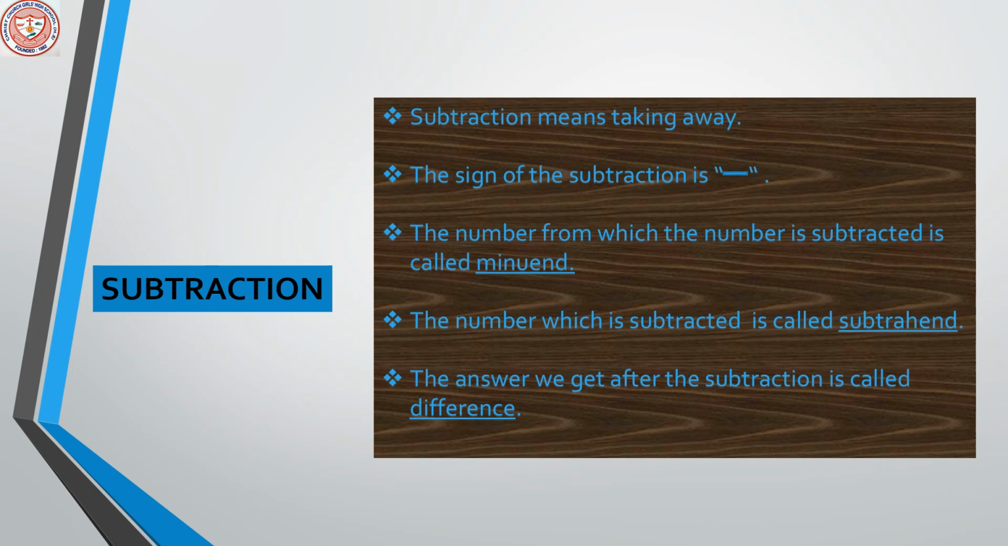The number from which the number is subtracted is called minuend. The number which is subtracted is called subtrahend. The answer we get after the subtraction is called difference. I hope you all have remembered these points or facts very well.